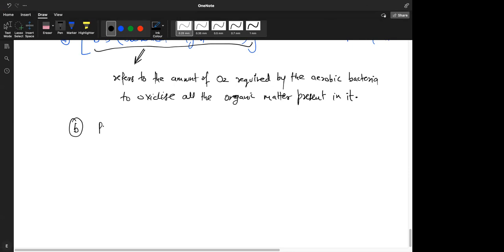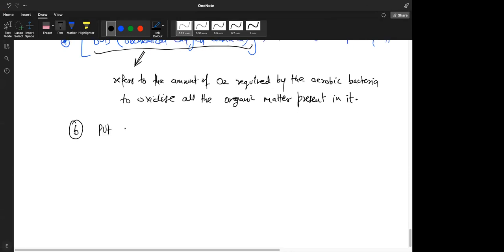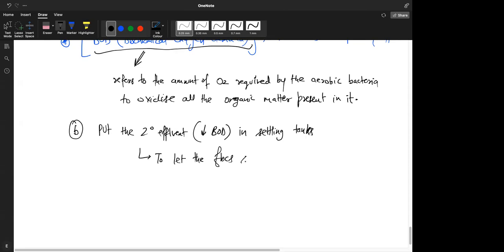Second output. Now from here onward, we will call it the secondary effluent, because secondary effluent has very low BOD. So we put this in settling tanks for many days. Why are we putting this in a settling tank? To let the flocs settle down. Okay. Is it clear?